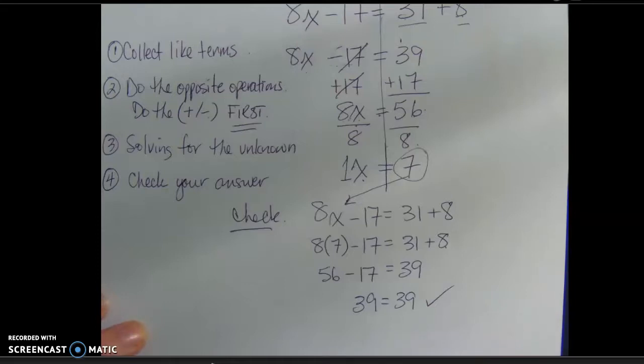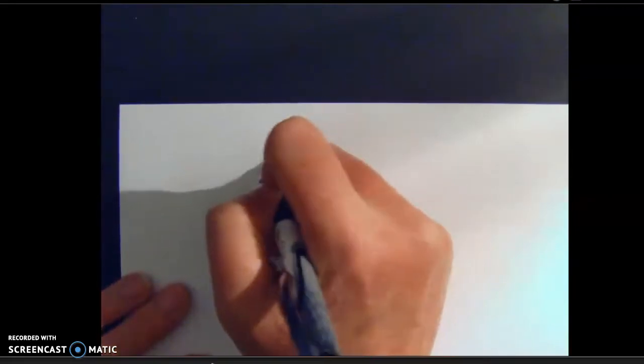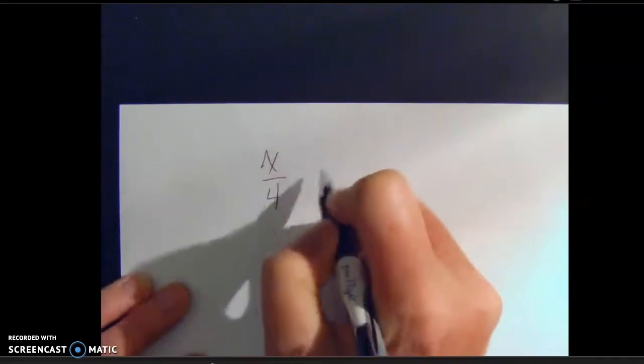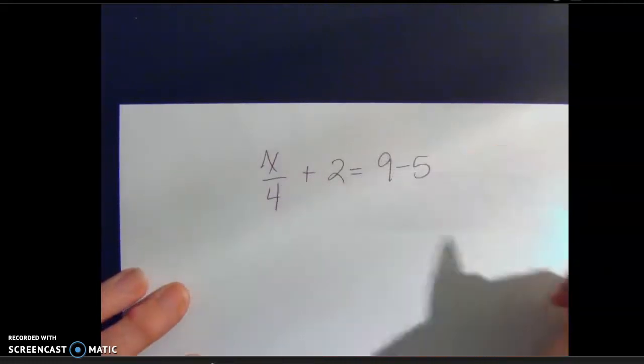Want to try one more problem? Let's try one with divide in it. Okay, one more. What if we had x over 4 plus 2 equals 9 minus 5.